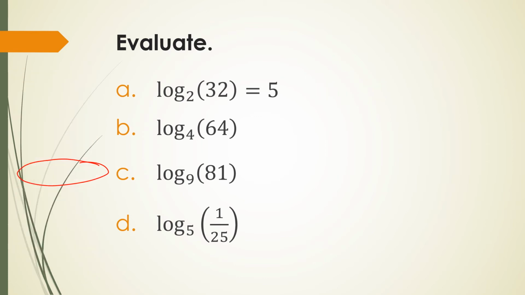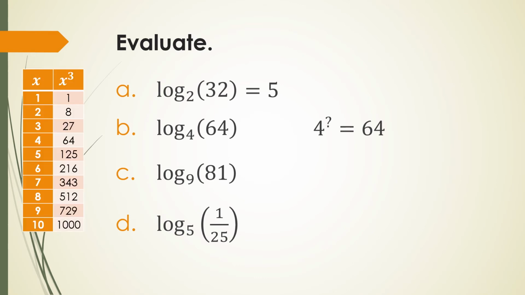So let's do the next one. What is the question that I'm going to ask? Let me erase this. Okay, so our question is, 4 to what power gives me 64? Well, let's look at all our little charts again. And 4 to the 3rd power gives me 64. So the answer to my log is an exponent, so that is 3.